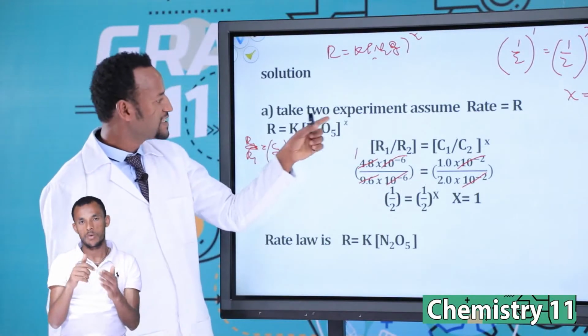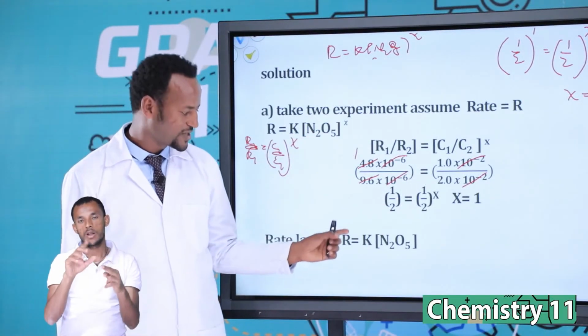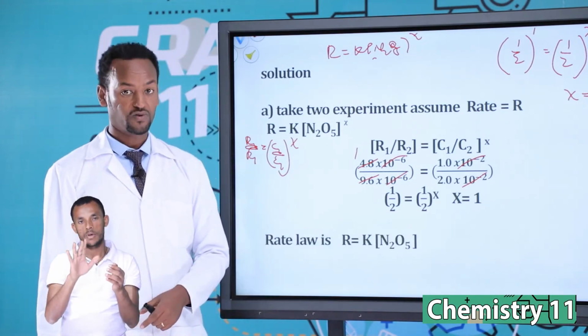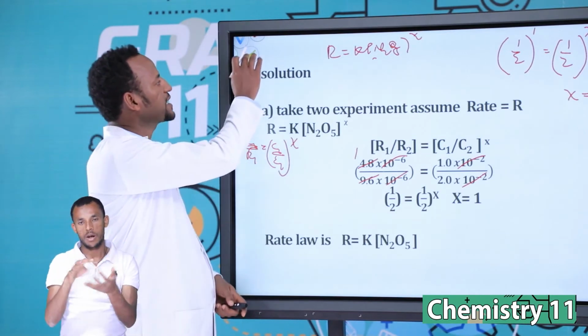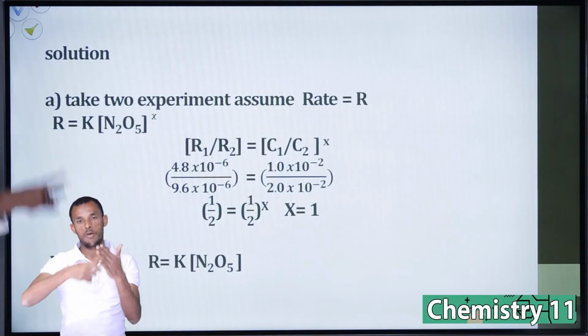Therefore, what is the order of this reaction? The order of the reaction is 1. Therefore, the rate law is R is equal to K times N2O5, to the power of 1, which is already 1. First order reaction. The second point here is, what is the value of the rate constant from this one?